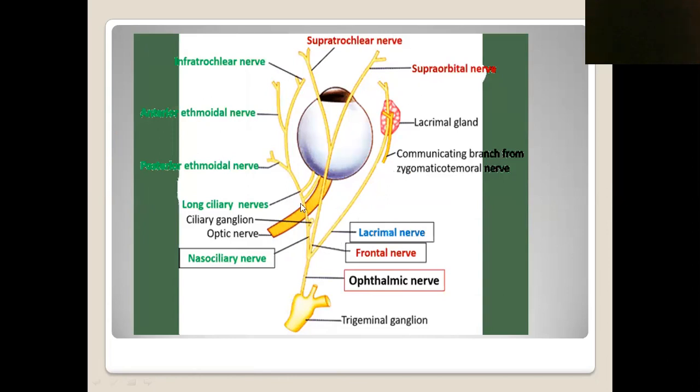Anyway, these are the three major branches of the ophthalmic nerve. See this one nasociliary, this one frontal, this one lacrimal. This nasociliary gives long ciliary nerves, then short ciliary nerves; this is the posterior one, and this is the anterior one, the infratrochlear nerves. Those are the branches of the nasociliary, then supratrochlear and supraorbital. And here it gives some branches to the lacrimal gland and eyelids. So that's all about the ophthalmic nerve.